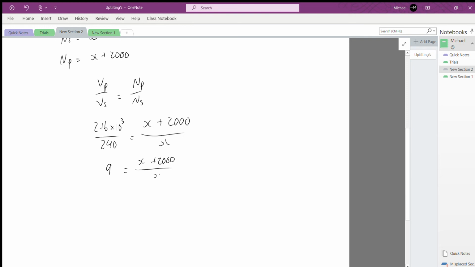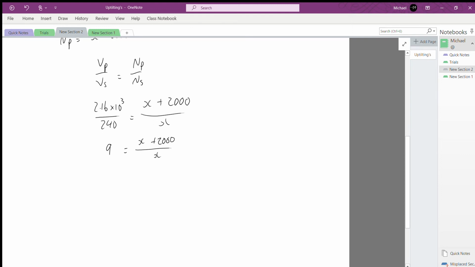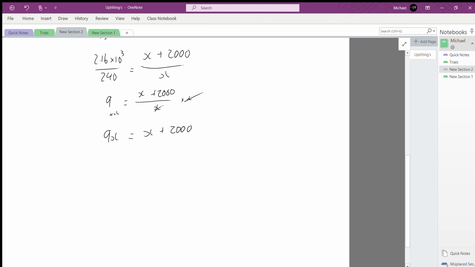2,000 over X. Now we can multiply through by X to both sides, so the X's cancel out, and we have 9X equals X plus 2,000. We subtract X from both sides. These cancel out, 9X take X is 8X equals 2,000, so X equals 2,000 divided by 8, which equals 250.